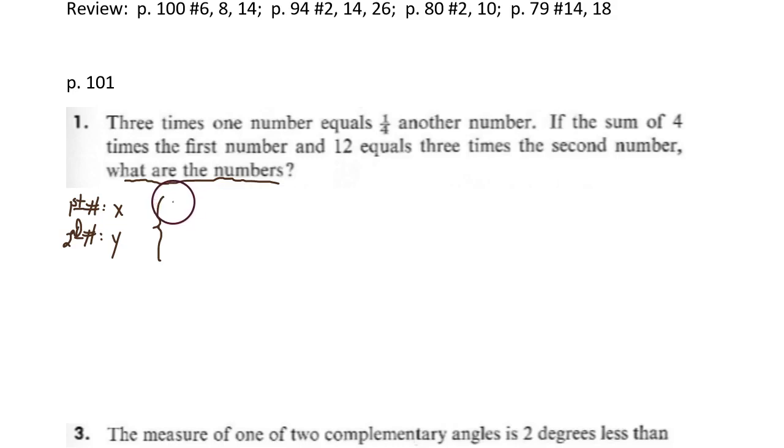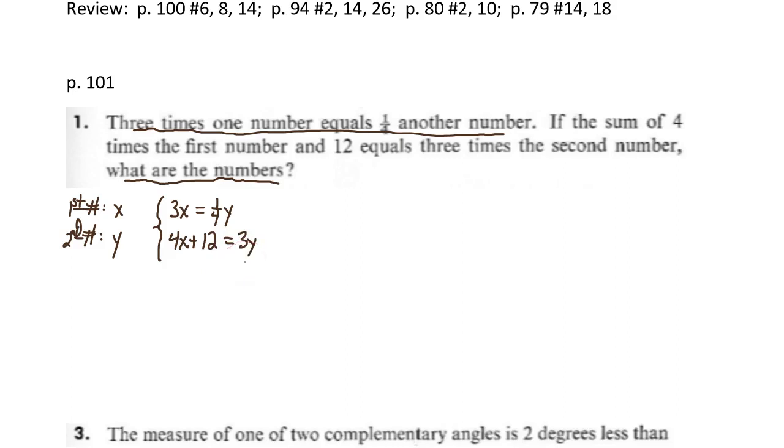3 times one number, so 3 times x, equals 1/4 another, so 1/4 y. This equation models this first sentence. Let's read the next sentence. The sum of 4 times the first and 12. So 4 times the first plus 12. This is how you show the sum of 4 times a number and 12. And that says equals 3 times the second number. So equals 3y. This model fits the second sentence. We have created a system.